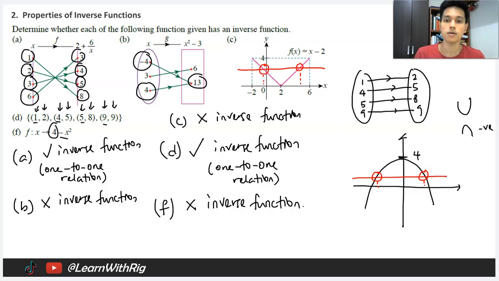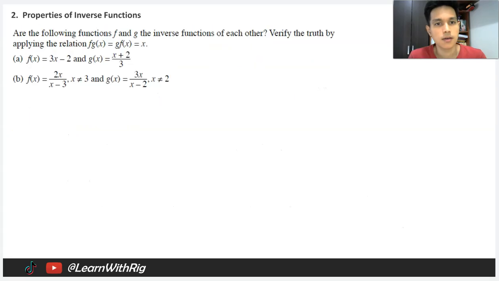Okay, because it's not a one-to-one relation. Right, next. Are the following functions f and g the inverse functions of each other? Verify the truth by applying the relation f(g(x)) equals g(f(x)) equals x.